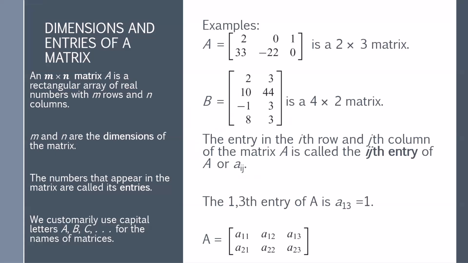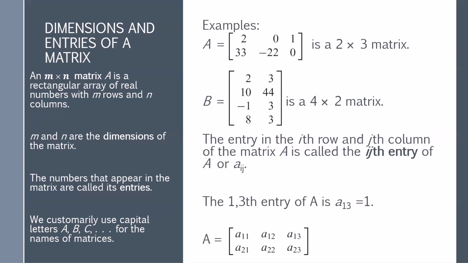An m by n matrix A is a rectangular array of real numbers with m rows and n columns. M and n are the dimensions of the matrix. The numbers that appear in the matrix are called entries. Typically, we use capital letters to denote matrices. So for example, matrix A has 2 rows and 3 columns, so it's a 2 by 3 matrix. Row 1 has entries 2, 0, and 1.